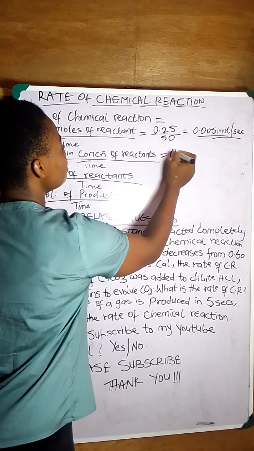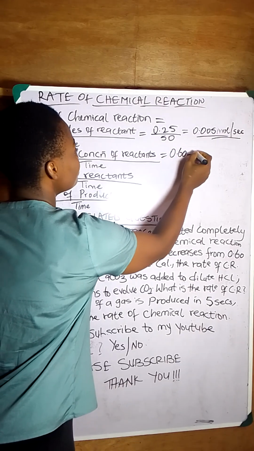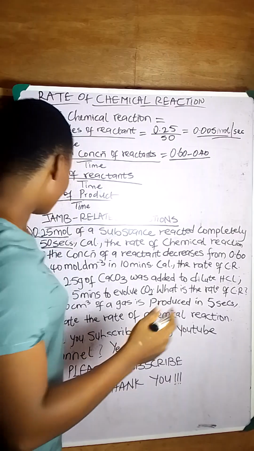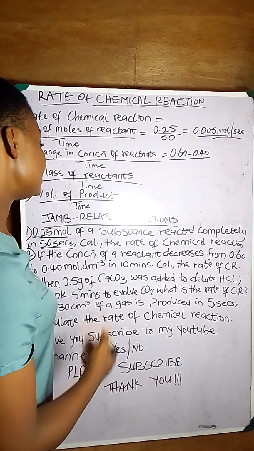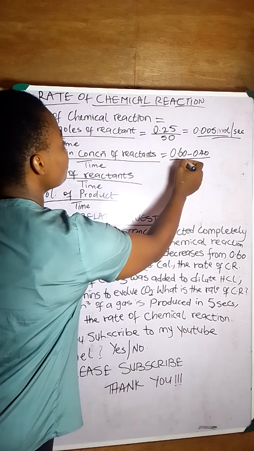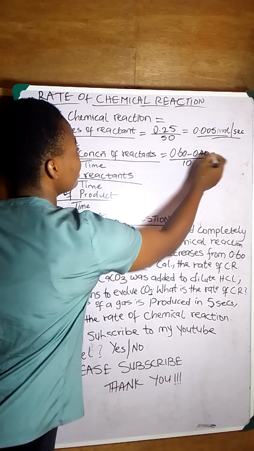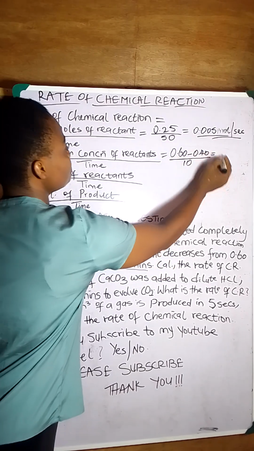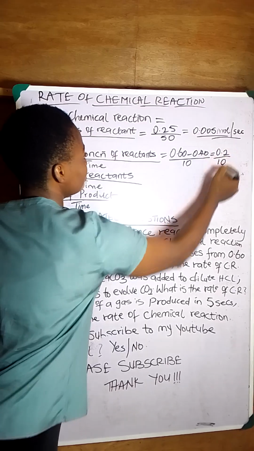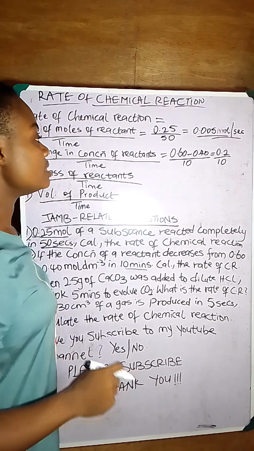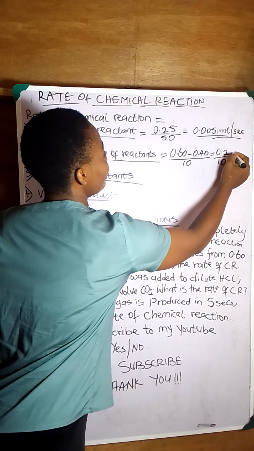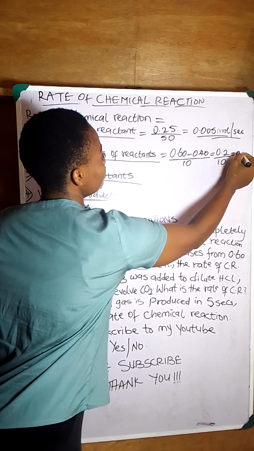Here we have 0.60 minus 0.40 all over. What is the time? The time is what? 10 minutes. The time is 10 minutes. So here we have over time. When you say 0.6 minus 0.4, you'll be having 0.2 all over 10. Beautiful. Are you with me? And by the time you press your calculator and divide, you'll be having your answer as 0.05.